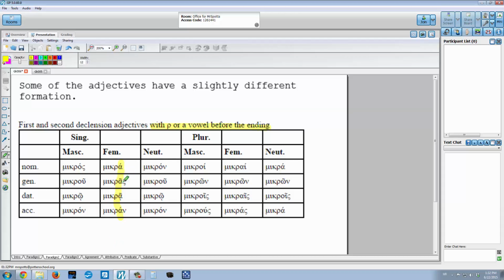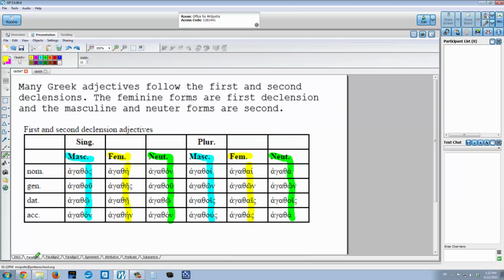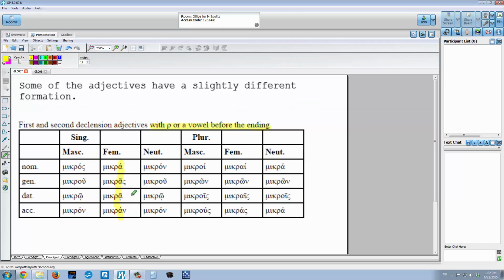So, some will have an eta all the way down in the feminine singular, like agathe. Some will have an alpha down in the feminine singular, like mikra. And if the nominative singular feminine has the alpha, it'll keep the alpha. If it's got the eta, it'll keep the eta.